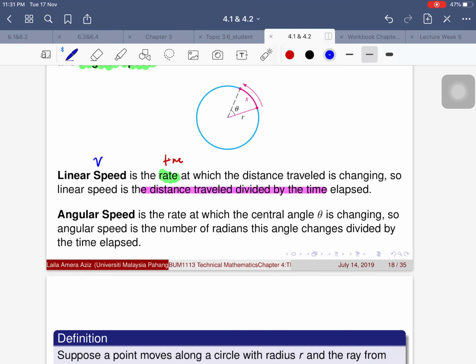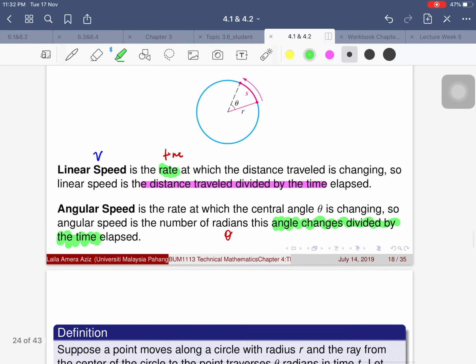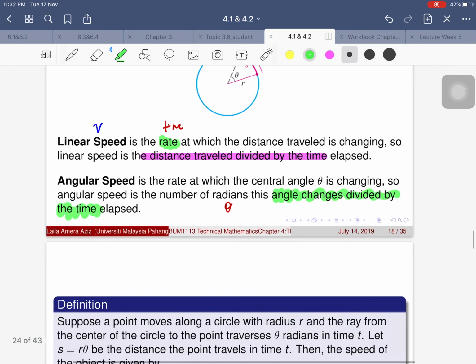Okay, and then we also have the angular speed. Angular speed is a rate again, so it's related to time, because it's the rate at which the central angle is changing. So angular speed is basically theta, the angle, how the angle changes, divided by the time elapsed. That is angular speed, and it is represented by the notation omega. This is not W, this is actually omega.